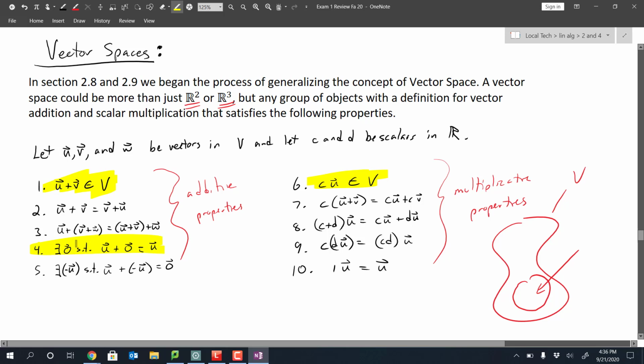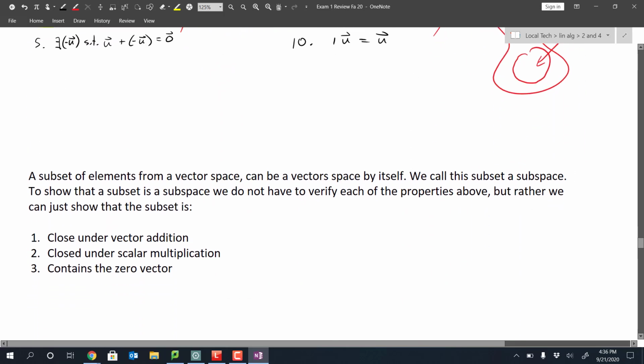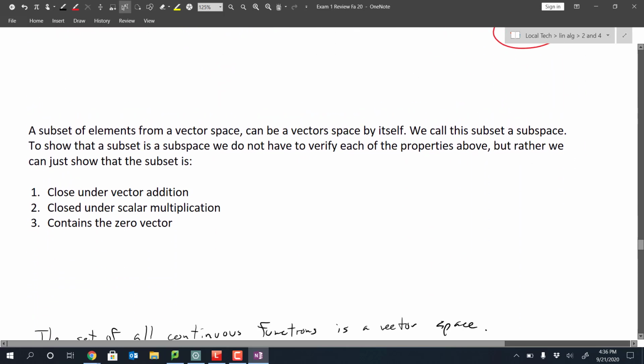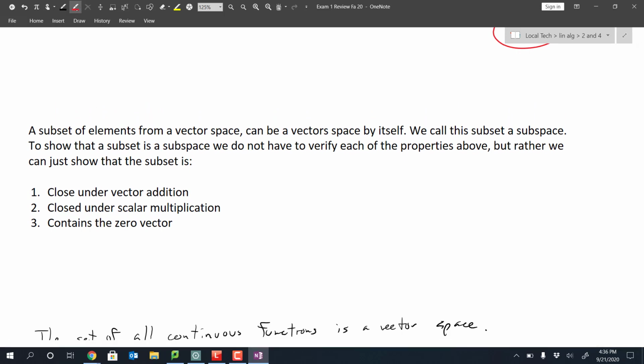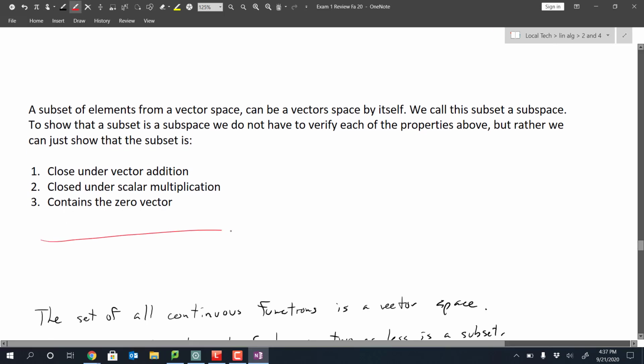We can summarize that below here. A subset of elements from a vector space can be a vector space by itself. We call this subset a subspace. To show that a subset is a subspace, we don't have to verify each of the properties, but rather just these 3 properties. Okay. Now let's see if we can apply this.